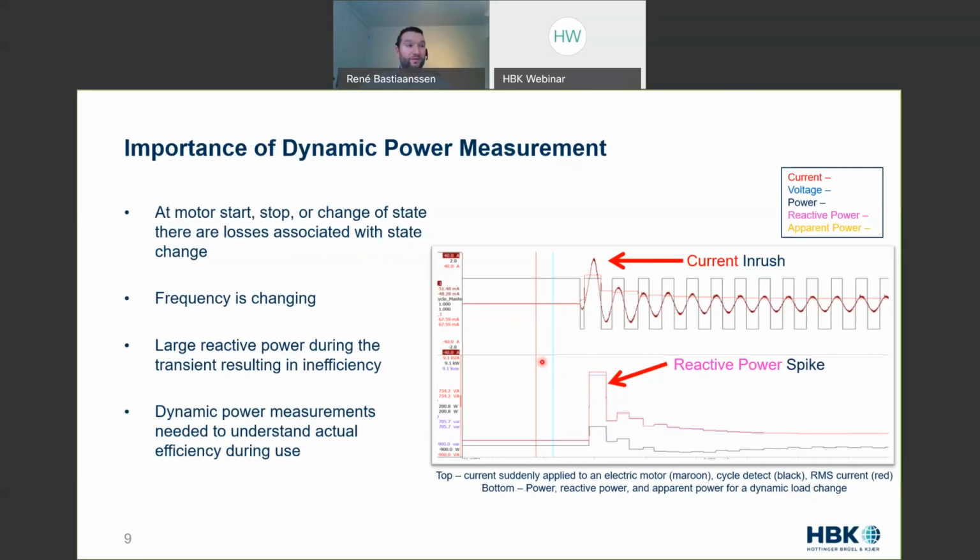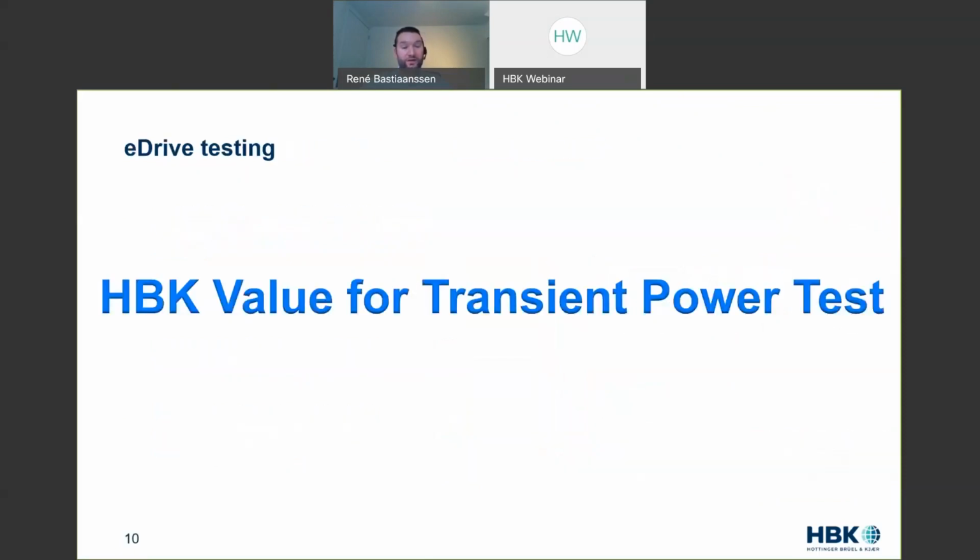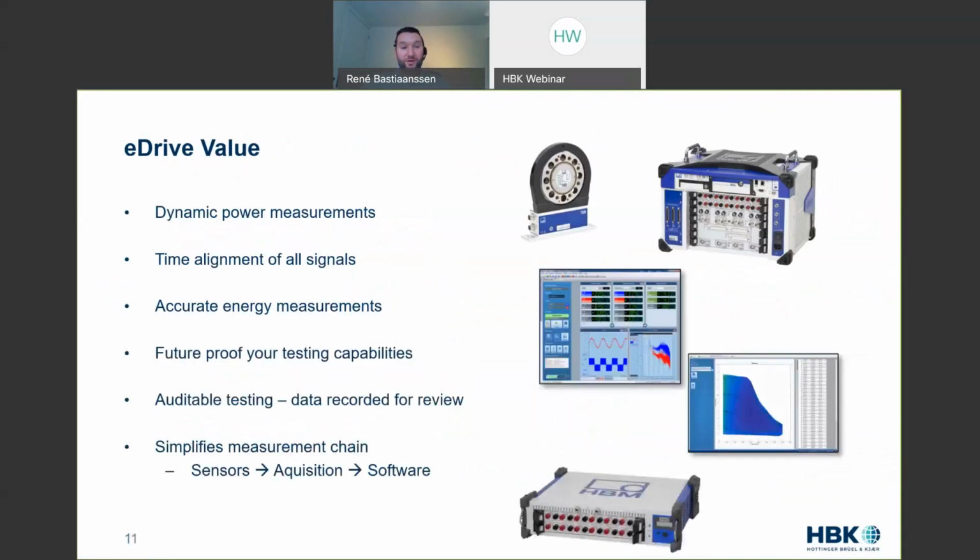So what is the value HBK can offer here? And there we will go into a bit of background detail on why we see this square wave here, as this is in fact a picture that was made with one of our systems. So the eDrive value in this case of the HBM eDrive testing solution is the fact we can do those dynamic power measurements. How we do this, we will explain in the next few slides.